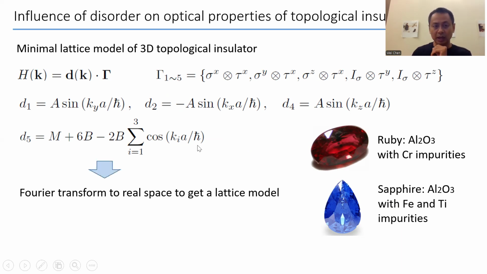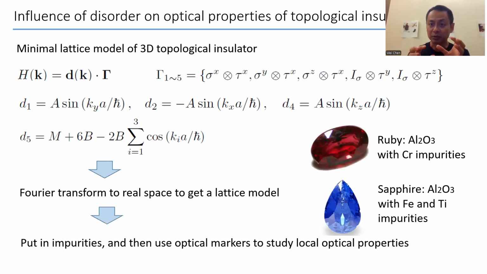And then what you can do is map this momentum space model to real space by a simple Fourier transform. You will get some tight binding Hamiltonian defined on a cubic lattice like this. Now the expression is rather lengthy, so I will not show it here, but if you're interested, the details are in the paper. Then you can put in some impurities and use these markers to study the optical effects of this topological insulator.